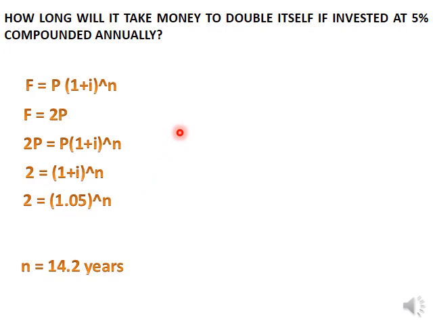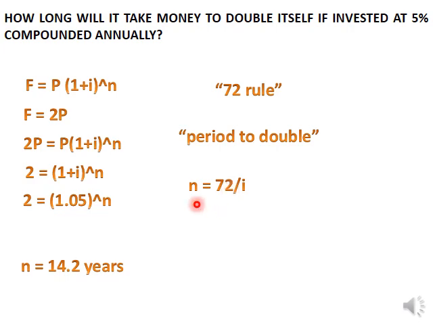So we may compute the value of N using another method, which is called the 72 rule. This rule is used to compute the total number of periods to double an investment. This is how it is done. To compute the number of periods for an investment to double, simply divide a constant 72. It is always 72. That's why it's called the 72 rule.